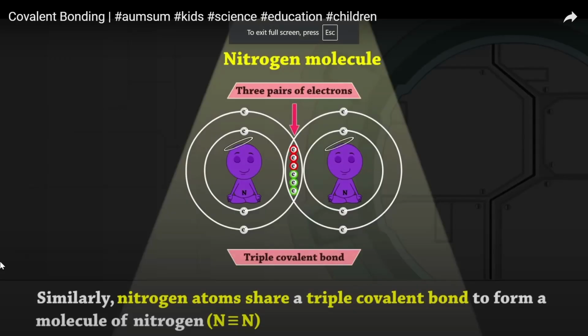There we go. All right, so on page 44, you can fill in the top. In a nitrogen molecule, we have 3 pairs of electrons. 1, 2, 3, 4, 5, 6. And that forms a triple covalent bond.